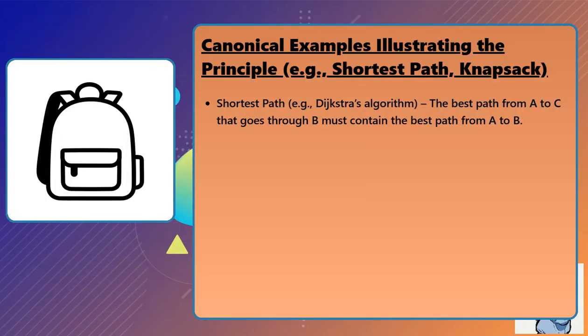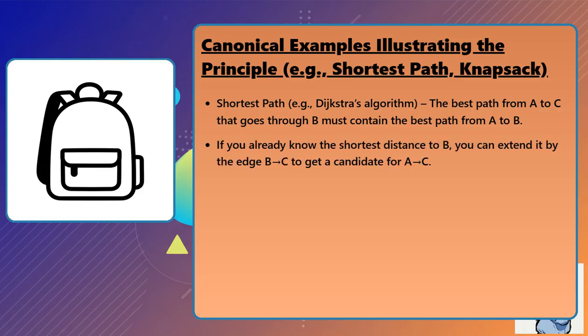Bottom-up eliminates this stack, but may need the full table unless we apply the row reduction trick. Shortest path, for example Dijkstra's algorithm: the best path from A to C that goes through B must contain the best path from A to B. If you already know the shortest distance to B, you can extend it by the edge B to C to get a candidate for A to C. Dist V equals min over (u, v) in E of dist U plus weight (u, v).